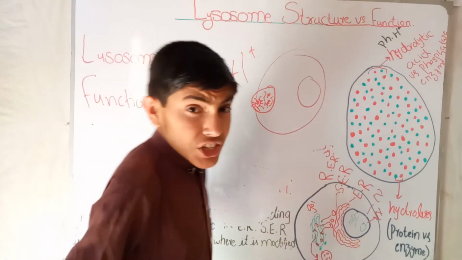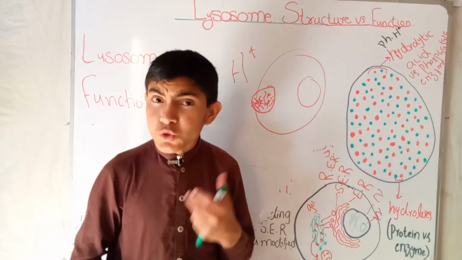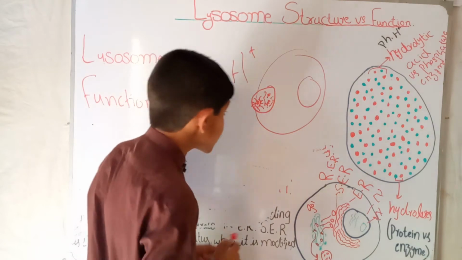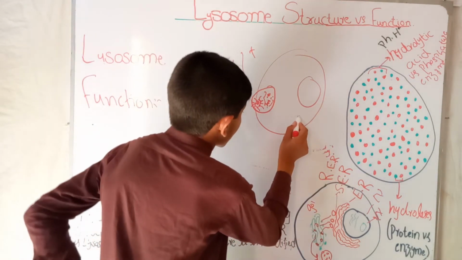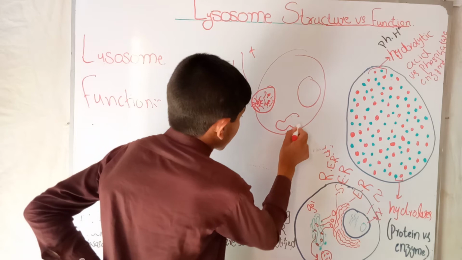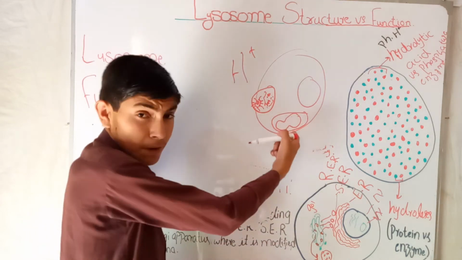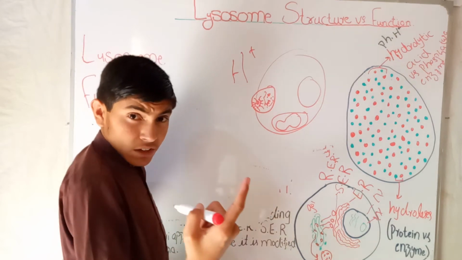So I said that the function of the lysosome is enveloping the expired material. Another function is this, like if this is a mitochondria which is expired.